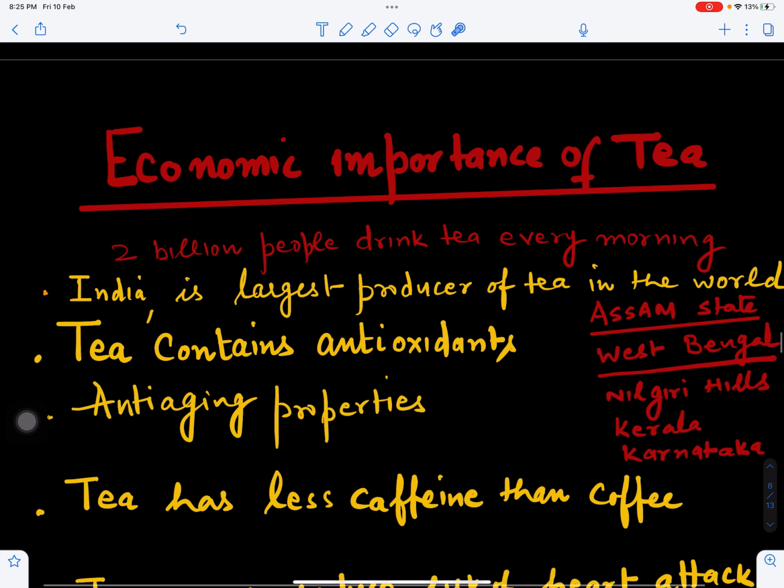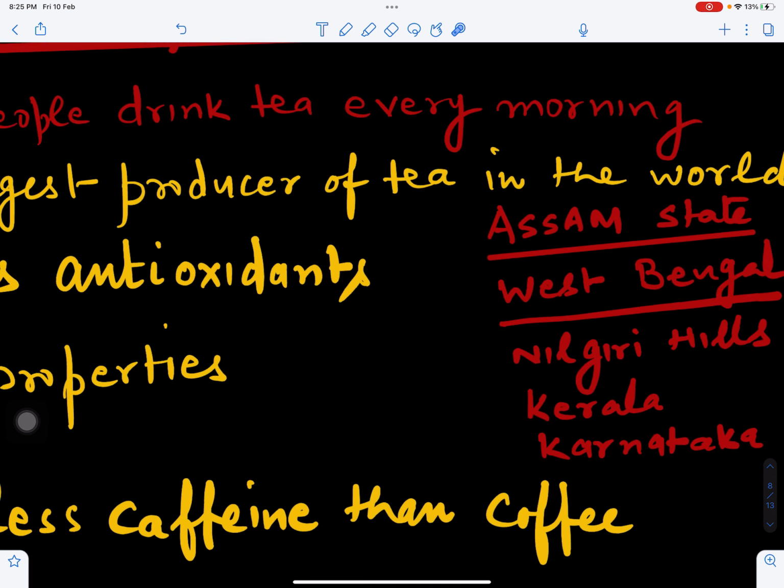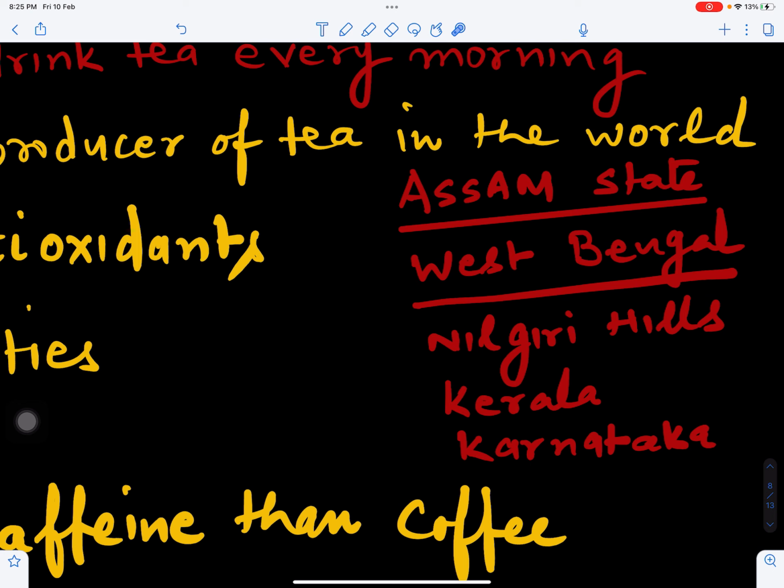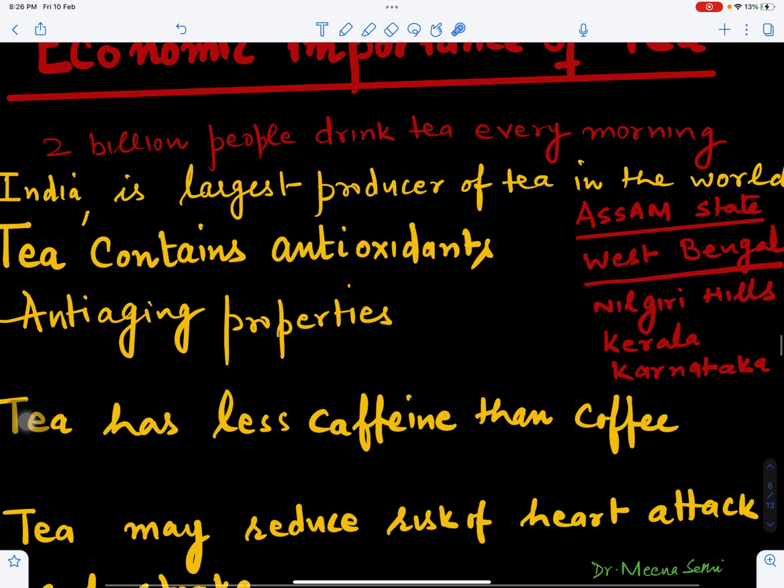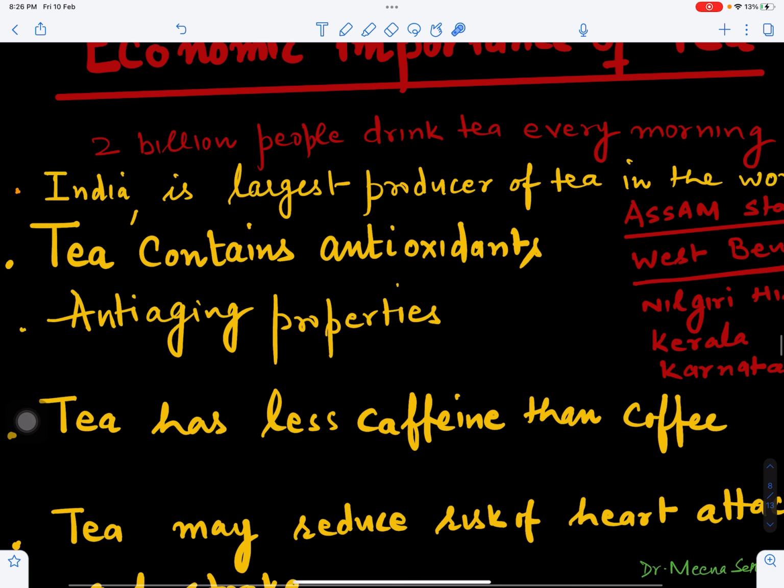What is the economic importance of the tea? 2 billion people in the world drink tea every morning. Tea is very refreshing. If we talk about India, India is the largest producer of tea in the world. And in India, which states are important for the production of the tea? Assam, number one state in India for the production of the tea. So this is also called the tea garden state. Then West Bengal is at second number. Then other areas which help in production of the tea are Nilgiri Hills, Kerala, and Karnataka. Even certain areas of Himachal Pradesh are involved in the production of the tea.